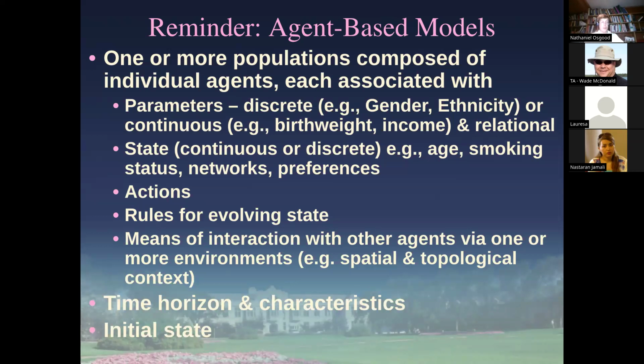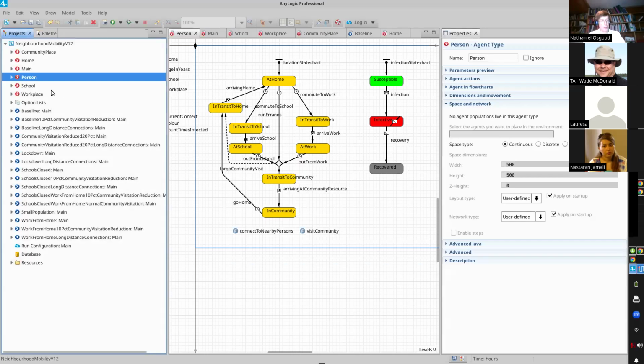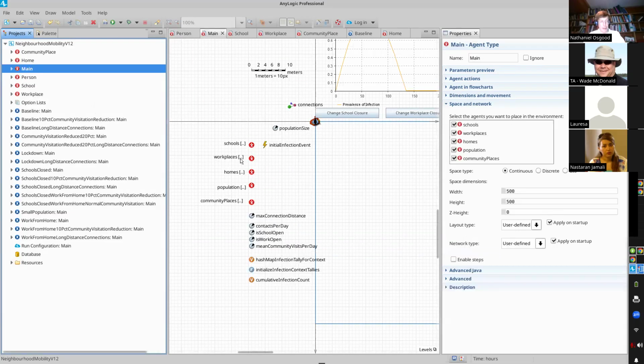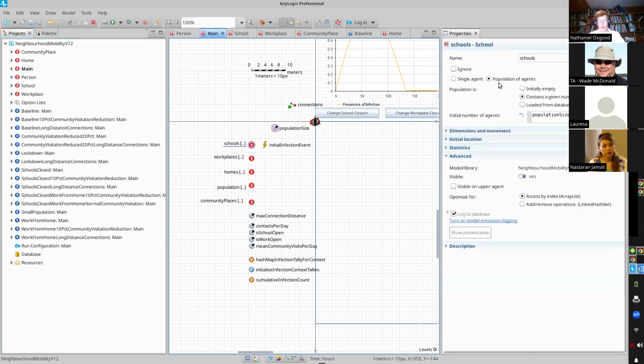Well, look, you have one or more populations composed of individual agents, each associated with certain characteristics. So here we have nominally, I guess it would be 5 populations. In fact, if you go to main, you go down main, and you could see the populations laid out there. And if you look over here, you'll see each of these is a population of agents, a population of schools, a population of workplaces, etc.